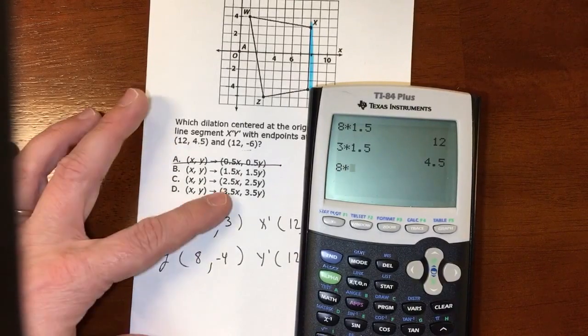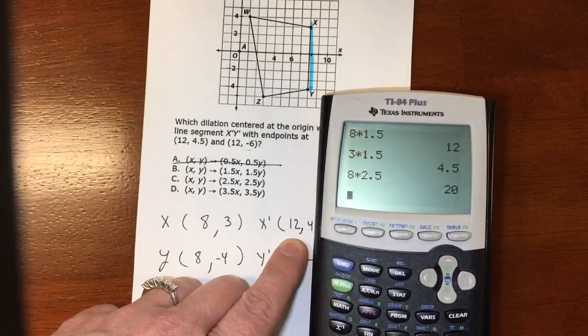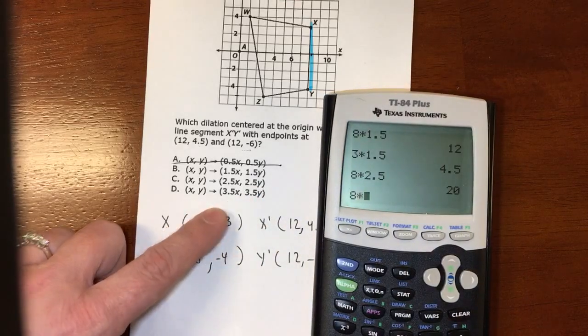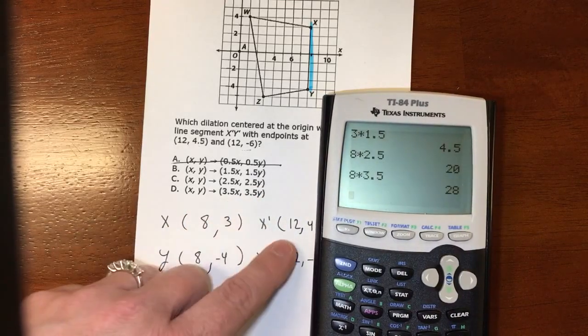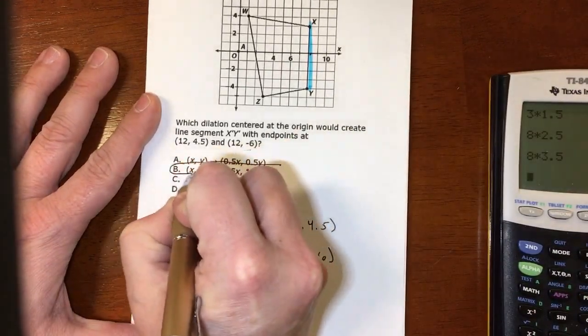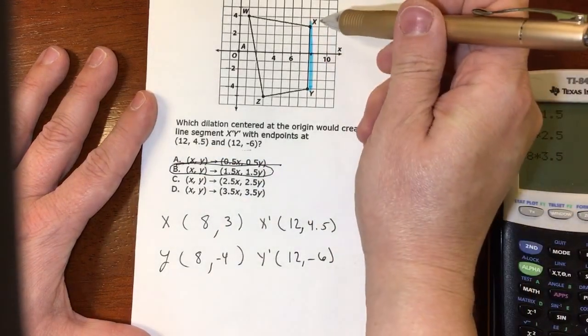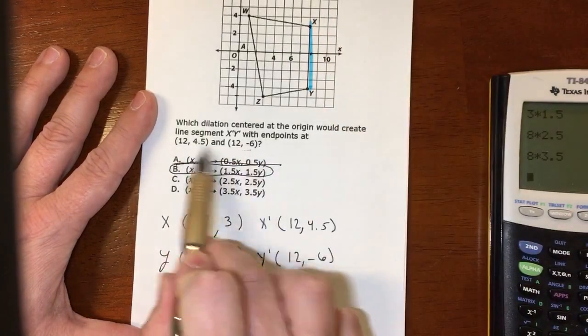If I do 8 times 2.5, I would get 20. That's not the point I need. And if I did 8 times 3.5, I'm going to get 28. That's not what I need. The one that gives me what I need is B. I have a scale factor of 1.5 to get from these points to these points.